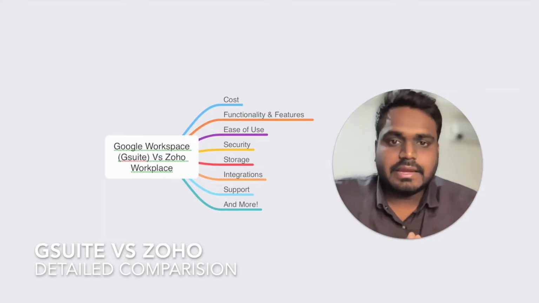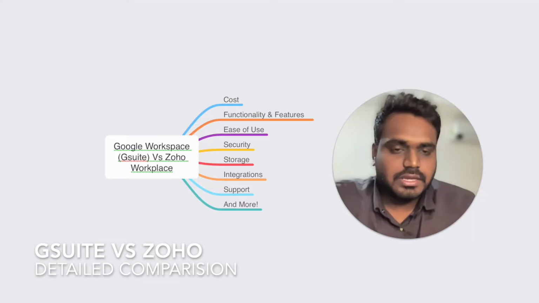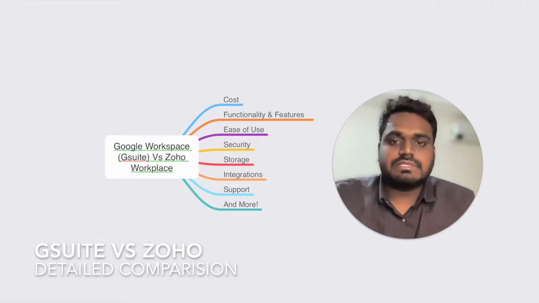And the functionality and features, and we also compare both these applications in terms of how easy they are to use. And of course, when it comes to cloud applications, security will become the major parameter. So we'll see what exactly Zoho is offering in terms of security and storage. Of course, again, when it comes to cloud, storage will become the most important and significant parameter.